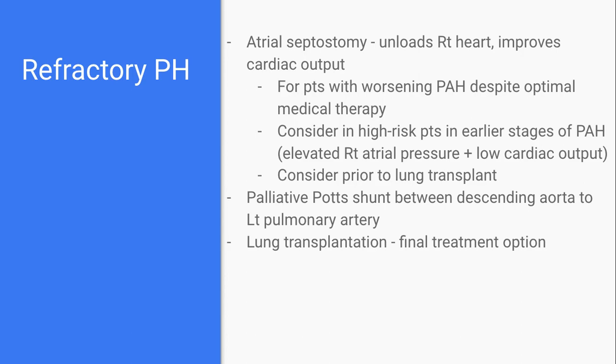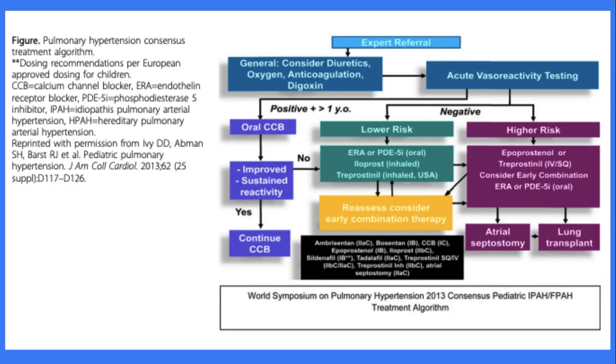This is usually considered in high-risk patients in the earlier stages of pulmonary arterial hypertension, so they have very low cardiac output. And you can also consider this prior to consideration of lung transplant. They have something also called a palliative Potts shunt, which is between the descending aorta and the left pulmonary artery. And then finally, the final treatment option is lung transplantation. That's the last resort, basically.